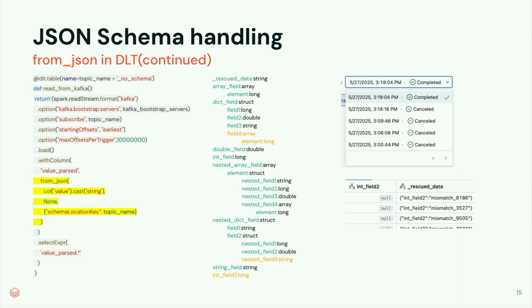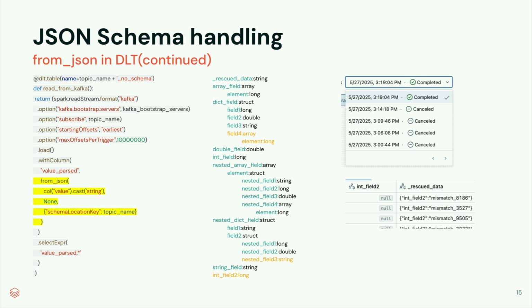One important thing to notice here is that because we inserted int field 2 as an integer, that's what we declared, or long, and later we're inserting strings there, for those records, int field 2 is captured in the rescue data column, right?